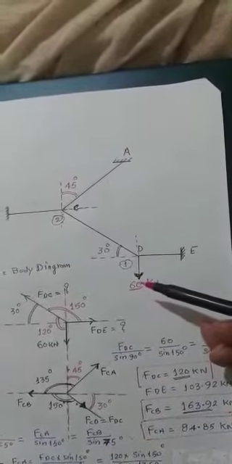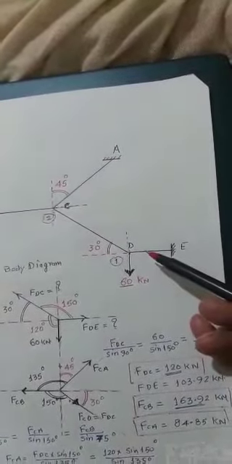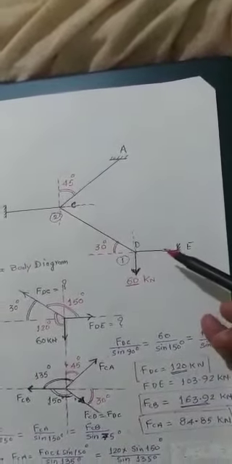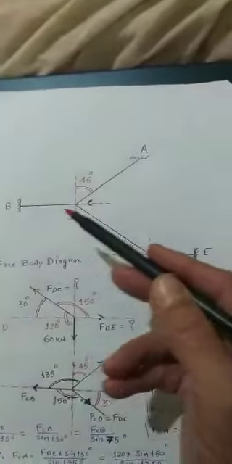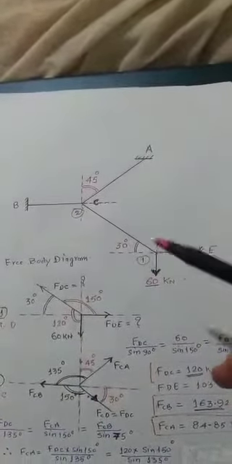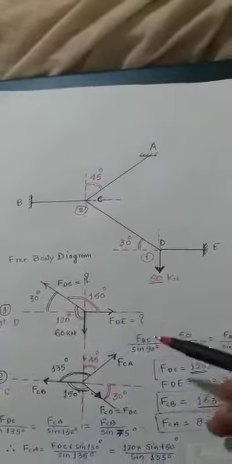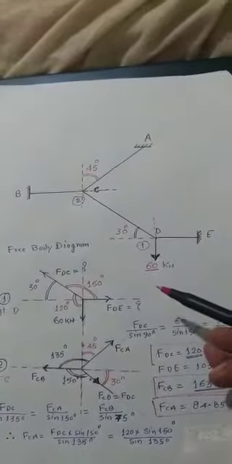What we have to do is find out the tension in this rope, that is DE, then DC, CB and CA. We have to start only from that point where the load is given so that we can easily find out the other things.